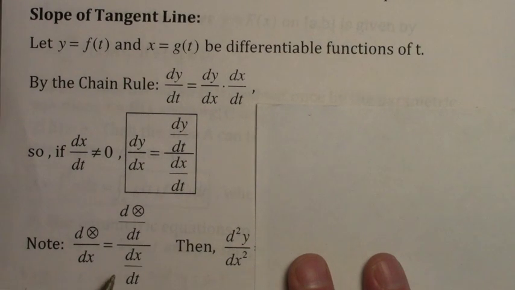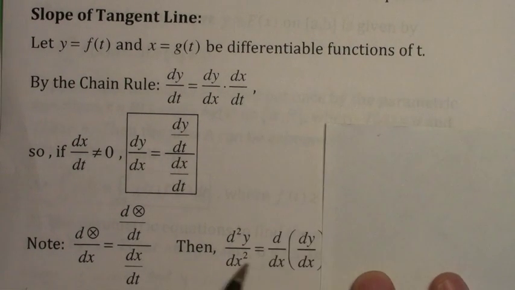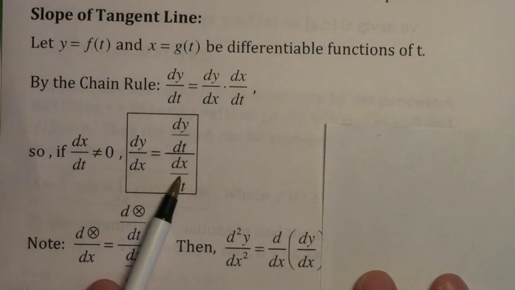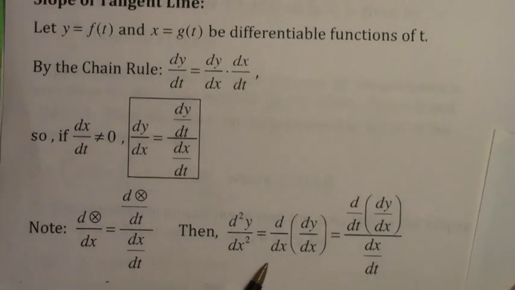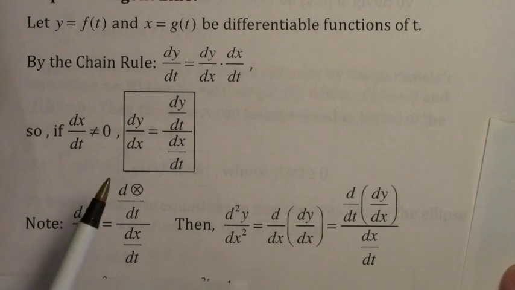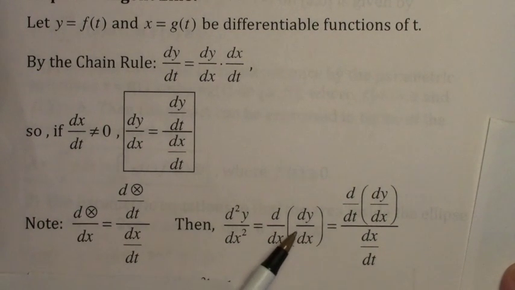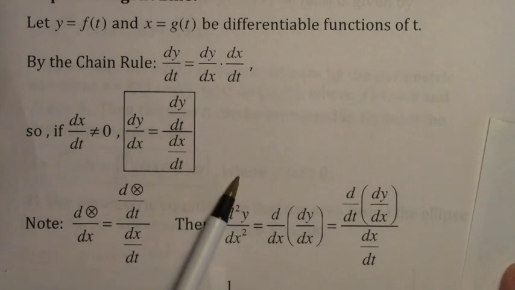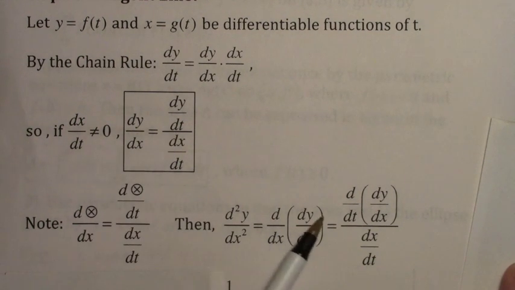So look, what would the second derivative be? It's the derivative of this thing with respect to x. So what is it? It's going to be the derivative of this thing with respect to t divided by dx/dt. That's what this says, see? You may have to stare at this for a while. The derivative of this function with respect to x is the derivative of that function with respect to t, divided by dx/dt. So that's how you'd find the second derivative.